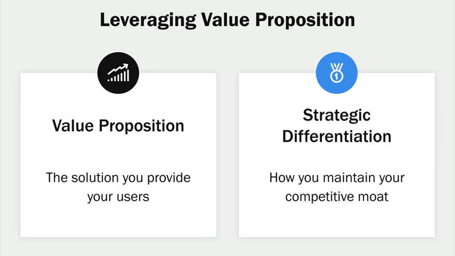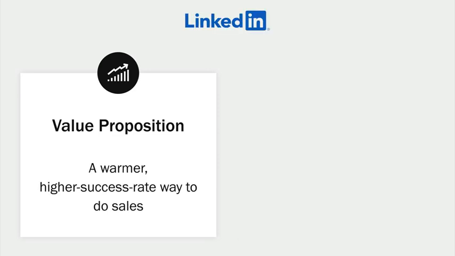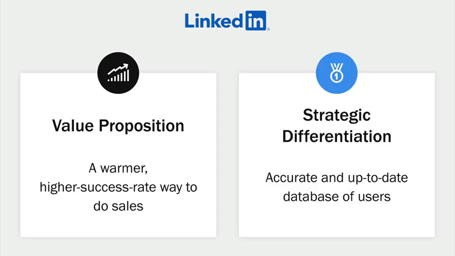For example, LinkedIn's value proposition was a warmer, higher success rate way to do sales, but its strategic differentiation was its data. Competitors could not easily copy LinkedIn's ability to constantly keep its massive database of users up to date and accurate.